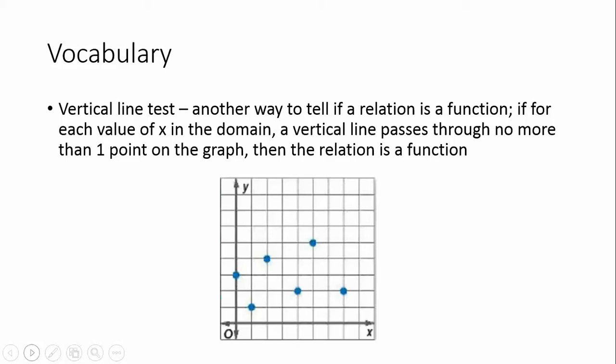Another way to test if something is a function is called the vertical line test. So we're determining if a relation is a function: if for each value of x in the domain a vertical line passes through no more than one point on the graph, then we have a function. So what you want to do with this example is draw a bunch of vertical lines through those ordered pairs. If when you draw the vertical line you only hit one point each time, then we have a function. So I drew 6 vertical lines, but each vertical line only hits the function or the relation once.